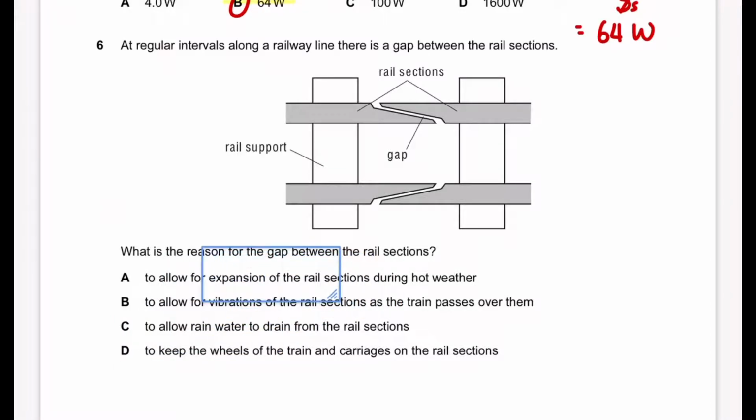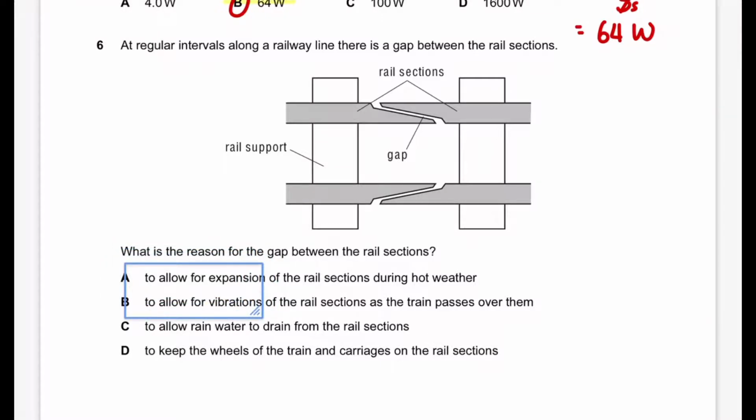In the syllabus, by right, they'll explain to you what's the reasoning behind the gap between the rail sections. But for the purpose of this video, I'll go through these options one by one and explain why and why not. Okay, let's move to option A.